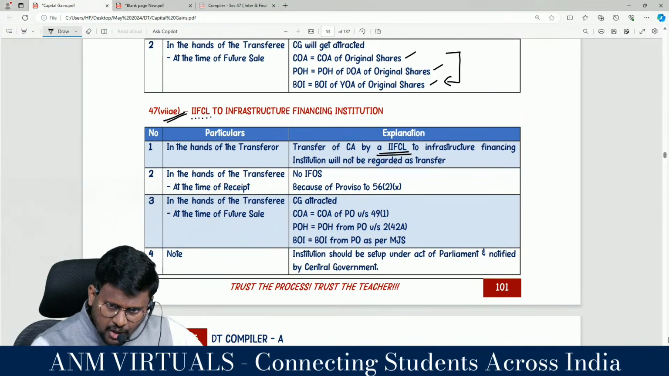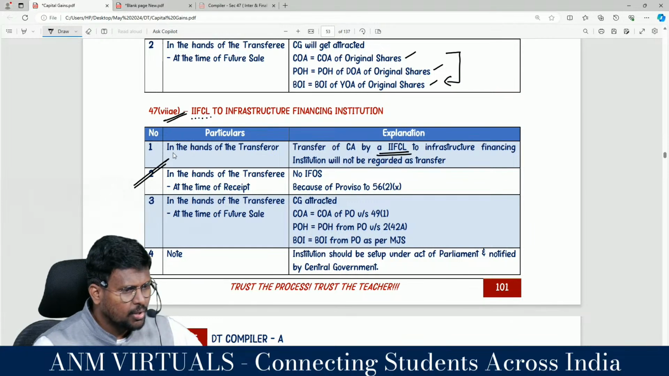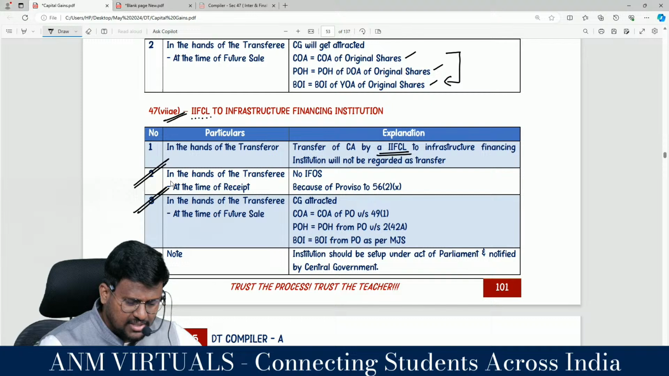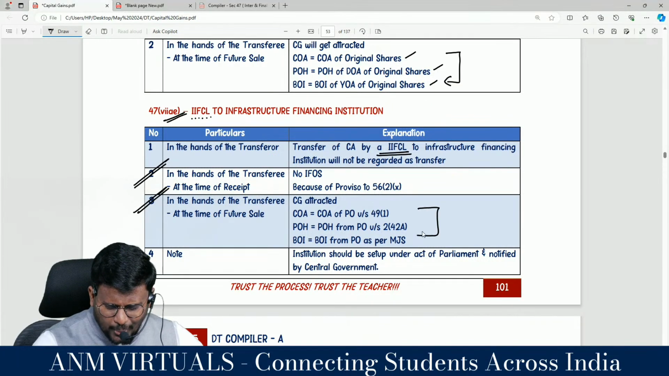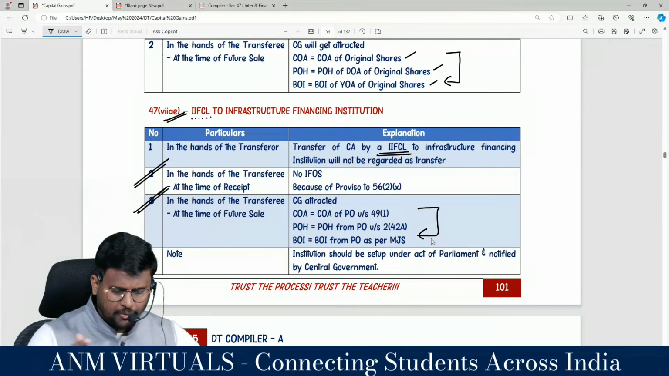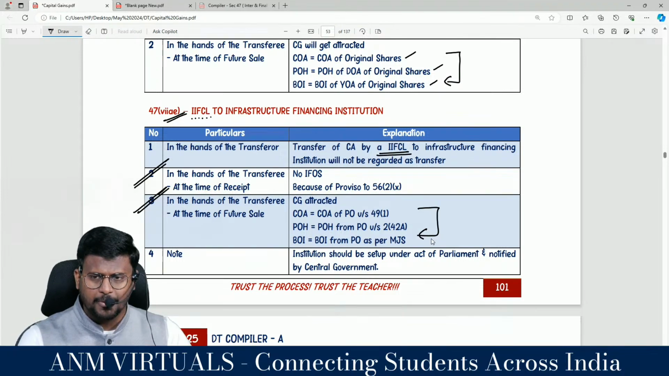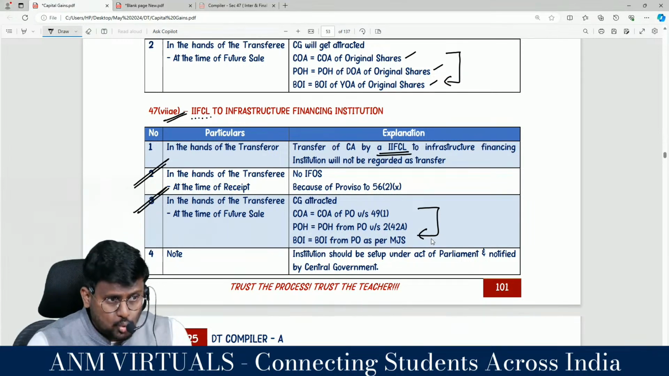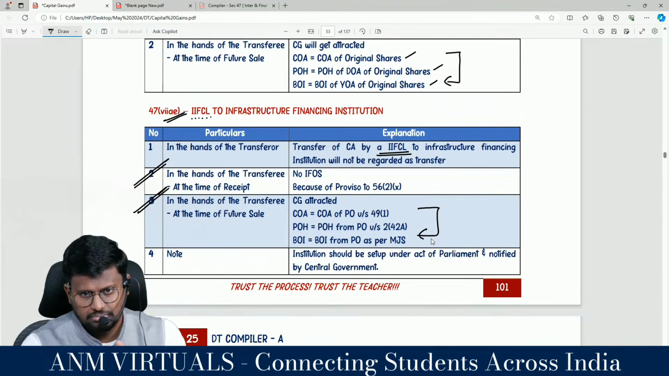Infrastructure Finance Institution, not NOS because of proviso 56 subsection 2 clause 10. But when they're selling the capital asset in future, capital gain is attracted. With a check: cost of acquisition is cost to the previous owner. Period of holding should be reckoned from the previous owner, and benefit of indexation should be from the previous owner as per. This move is to promote the infrastructure sector.